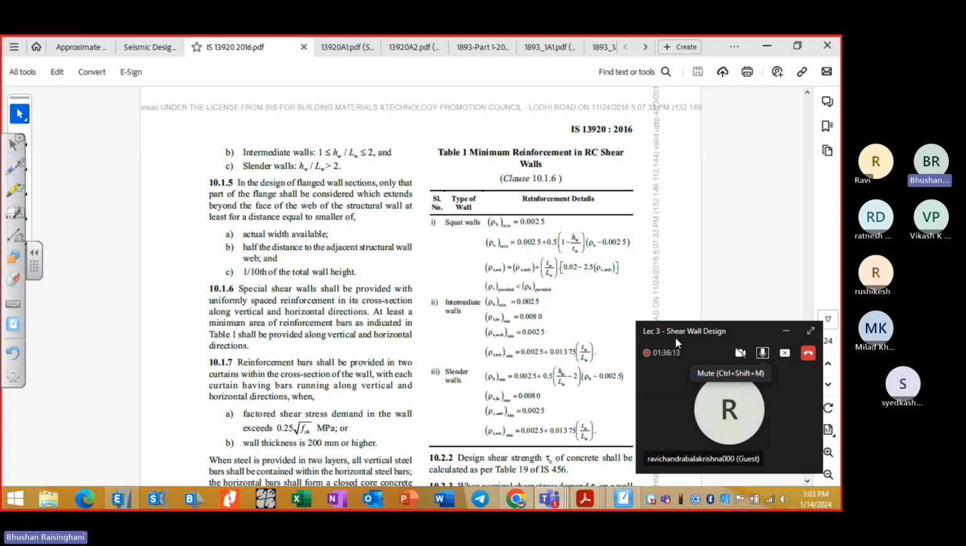You are manually breaking the shear wall, versus the auto mesh. If you are manually breaking it, then you have to define it: this much is a pier, this much is a spandrel. Otherwise, if you are using auto meshing, the software will take it automatically.